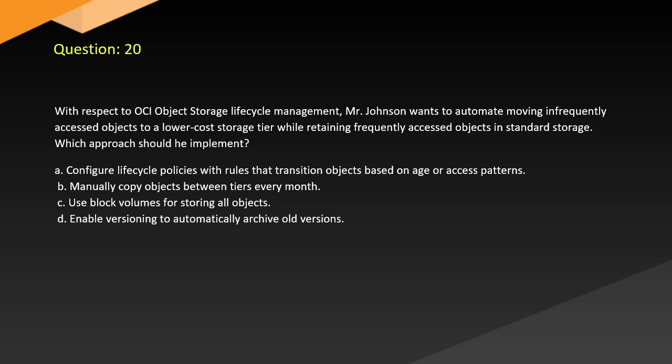Question 20. With respect to OSI object storage lifecycle management, Mr. Johnson wants to automate moving infrequently accessed objects to a low-cost storage tier while retaining frequently accessed objects in standard storage. Which approach should he implement? A. Configure lifecycle policies with rules that transition objects based on age or access patterns. B. Manually copy objects between tiers every month. C. Use block volumes for storing all objects. D. Enable versioning to automatically archive old versions.